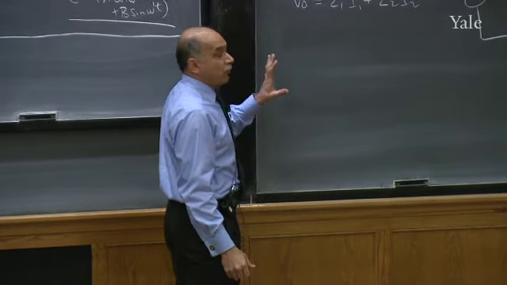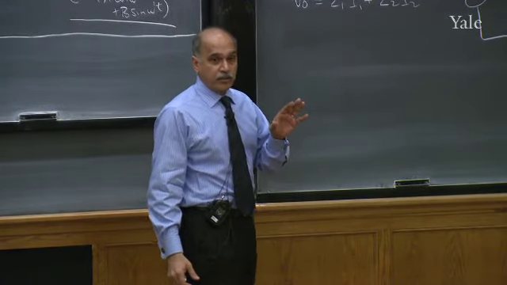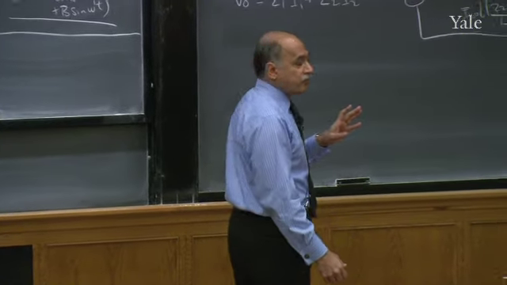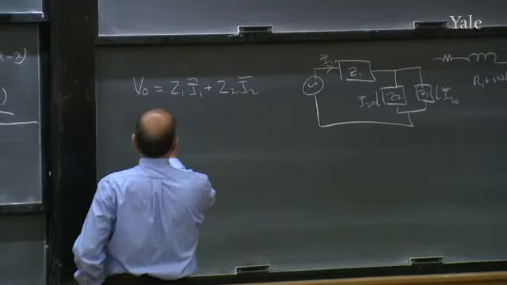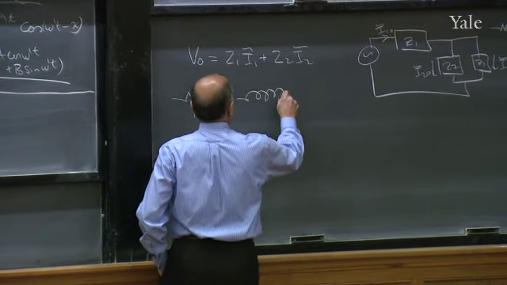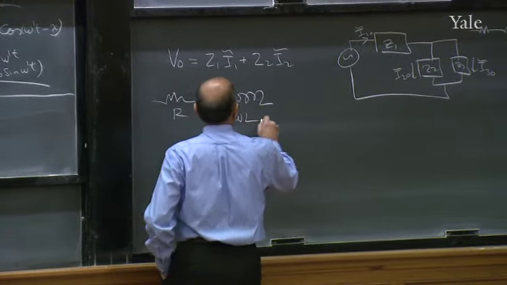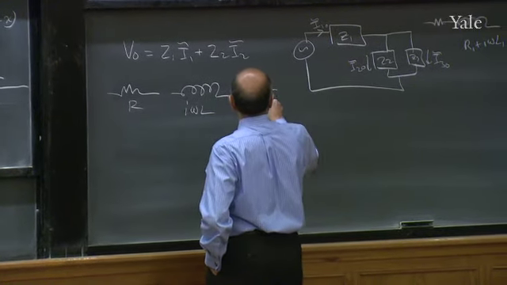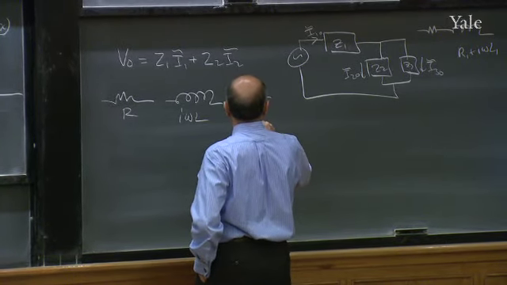Okay, so this is what I want you to know. Given an AC circuit, here's what you do. You make this rule. Whenever you see this guy, it is R. Whenever you see this guy, it is I omega L. And whenever you see this guy, it's 1 over I omega C.